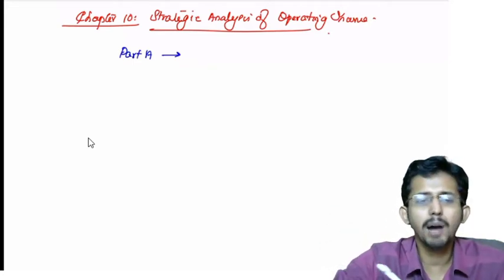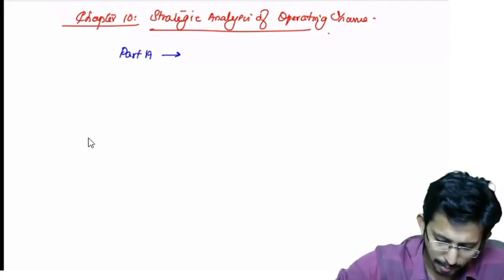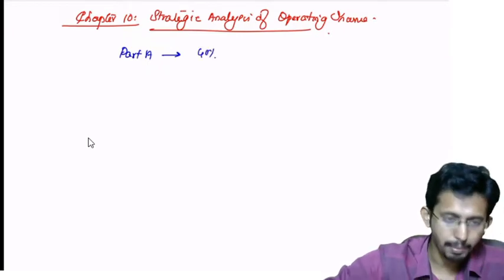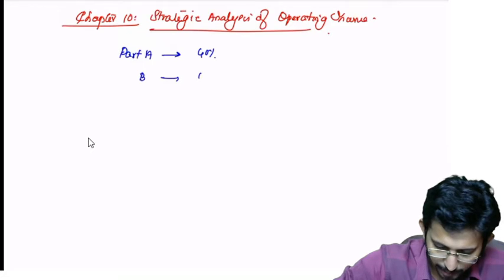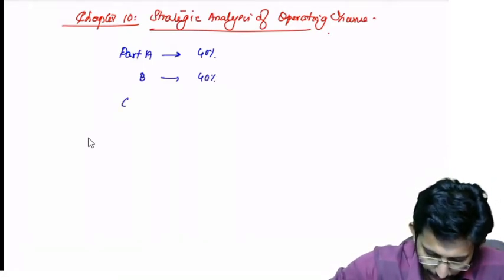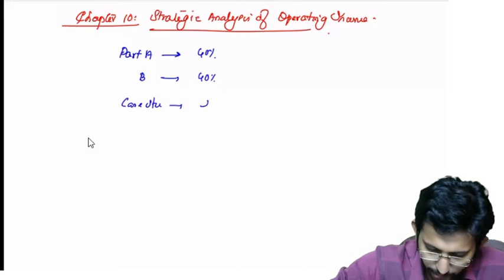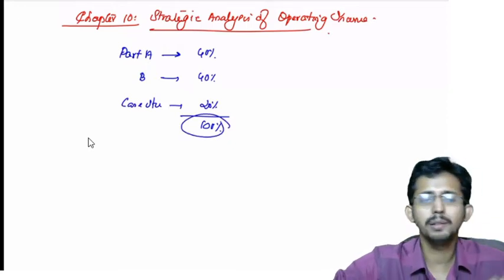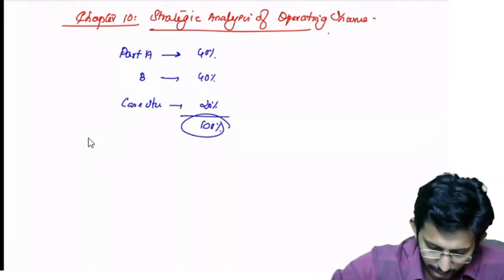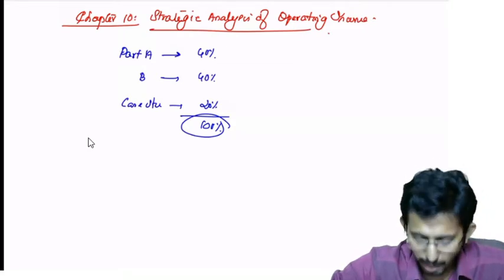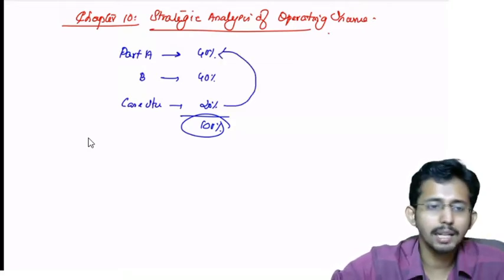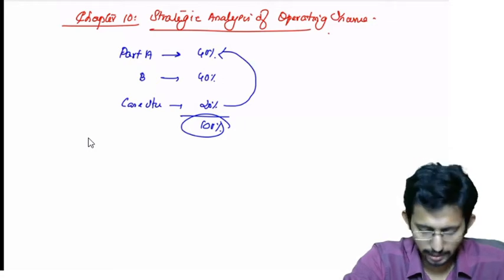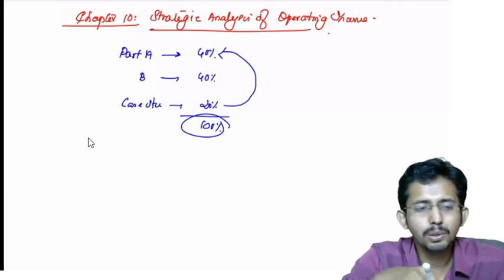But if you see the mark distribution, you have 40% from part A, then 40% from part B, then you have part C or case study, which covers 20%. So altogether 100%. This is how the marks are distributed in your syllabus. Now, the case study of 20% marks will generally be from part A alone. You have learned chapters 1 to 4, so from those topics only, generally you will get any case study.